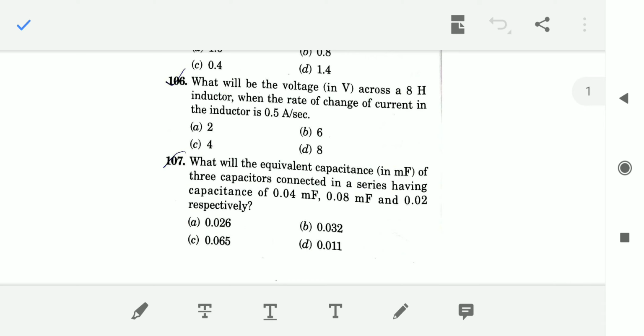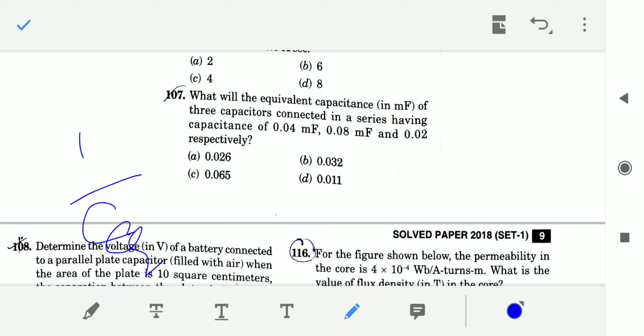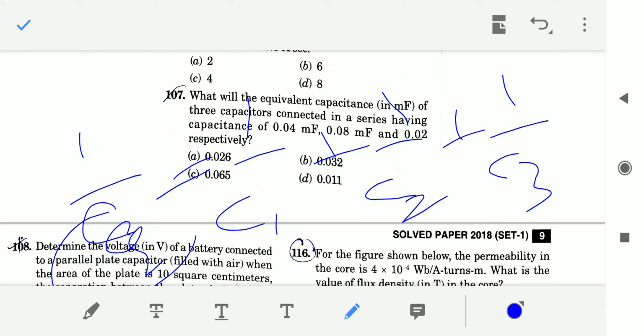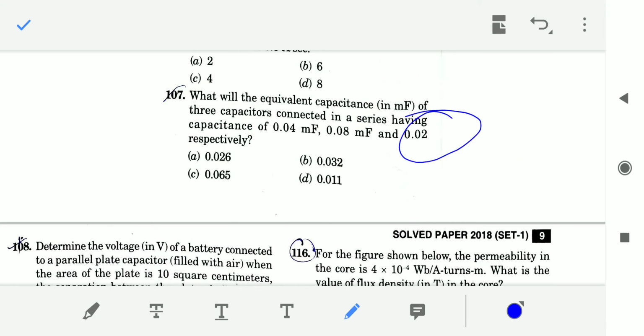Okay, next, coming to question number 107. What will be the equivalent capacitance in millifarads of the three capacitances connected in series having capacitances of 0.04, 0.02 and 0.02 respectively? Now if you observe carefully, the combination will be 1 by C equivalent is equal to 1 by C1 plus 1 by C2 plus 1 by C3. If we solve it, we will get the C equivalent value. But see, if you observe carefully, the smallest value here is 0.02 millifarads.